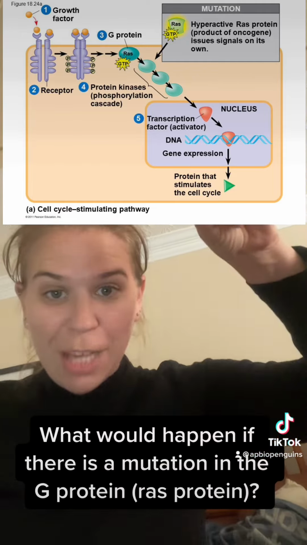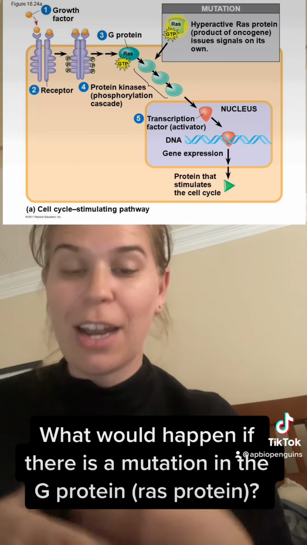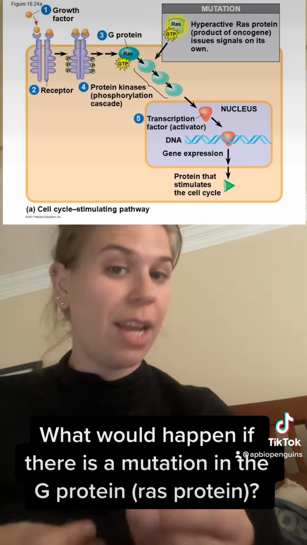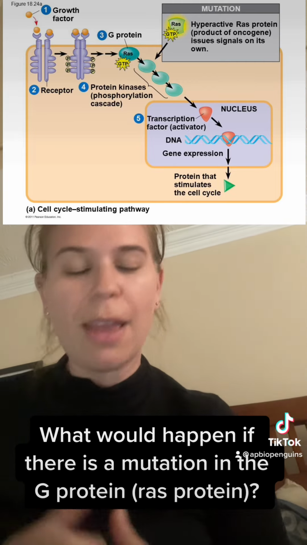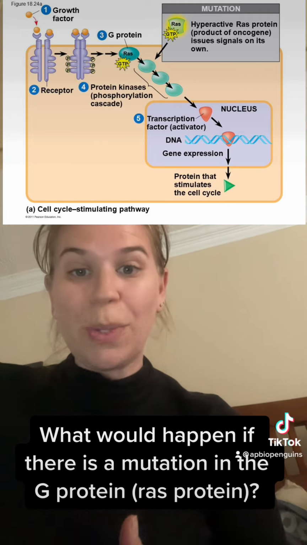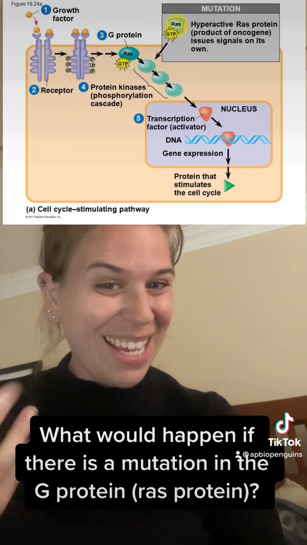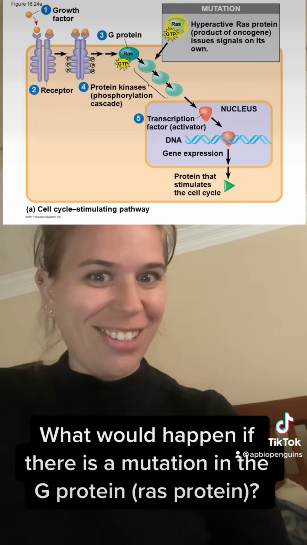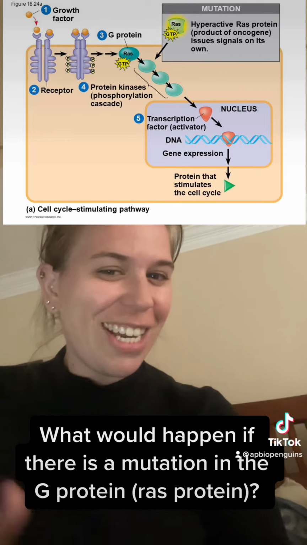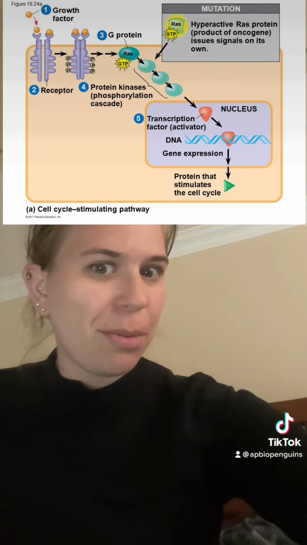Well, if this RAS protein up here gets hyperactive, it's mutated and it causes it to stay active and unable to be turned off, or it's just constantly sending its signal. Then you're going to continue to send that phosphorylation cascade down and you're going to continue to stimulate the cell cycle. And if you stimulate the cell cycle, your cell is going to go through rapid cell division and you're going to have too many cells, which is slightly a problem.